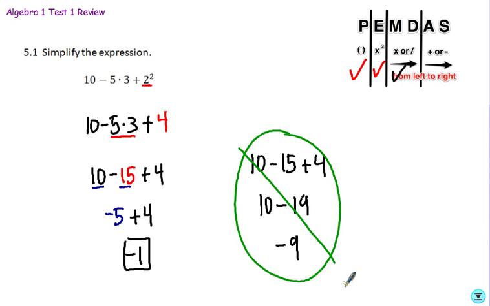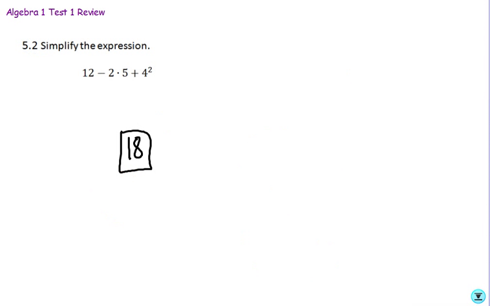All right, so go ahead and pause now and try 5.2 and 5.3. All right, you should have had a chance to do that by now. 5.2 should have gotten 18. And then for 5.3, you should have gotten 16. If you didn't get either one of those answers, go back and check your work. Maybe you just made a mistake with signs, added wrong, subtracted wrong, something like that. Go back, check your work, and if you're still not able to figure out the mistake, then ask for some help before you move on.